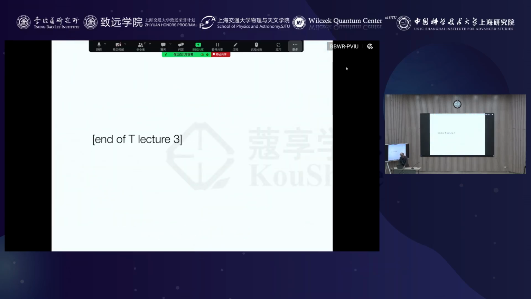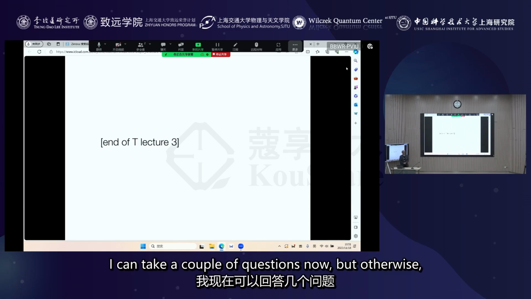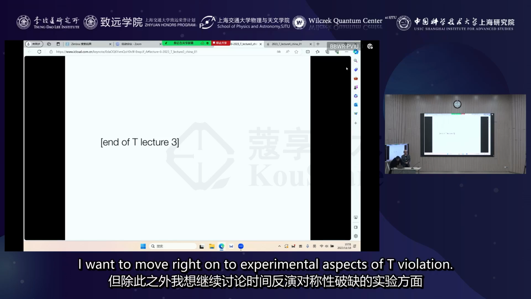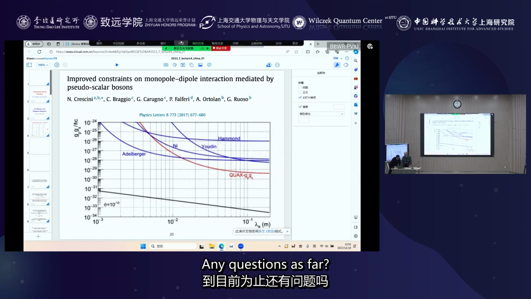Okay, so that was the end of the original planned lecture 3. I can take a couple of questions now, but otherwise I want to move right on to experimental aspects of T violation and axions. Any questions so far?